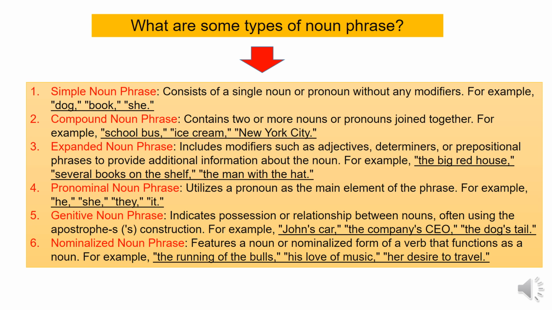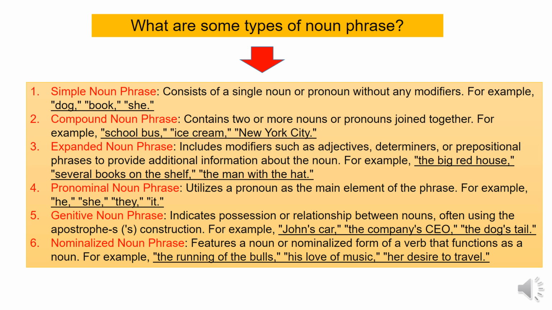Okay, so this is an expanded noun phrase. The noun is house, explained by modifiers: the big red. Several books on the shelf: the noun is shelf, modified by several books on the. These are modifiers. And the man with the hat: hat is the noun, modified by the man with the.